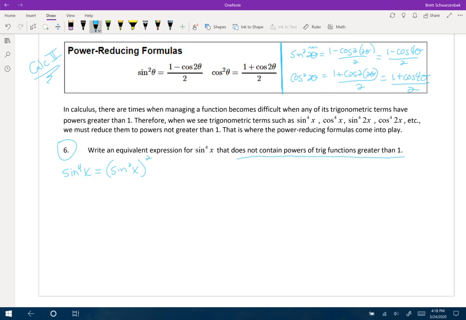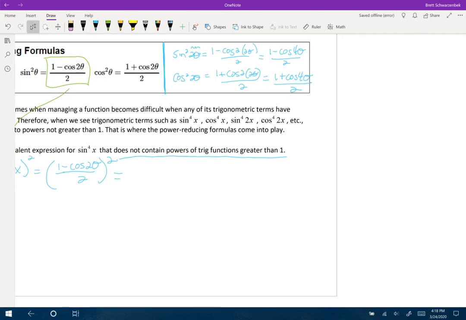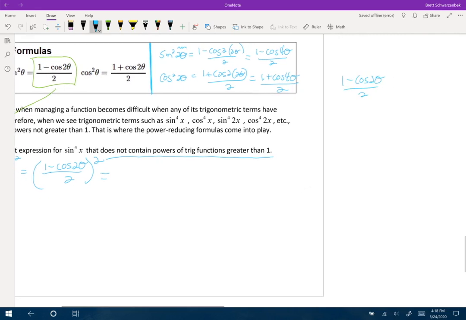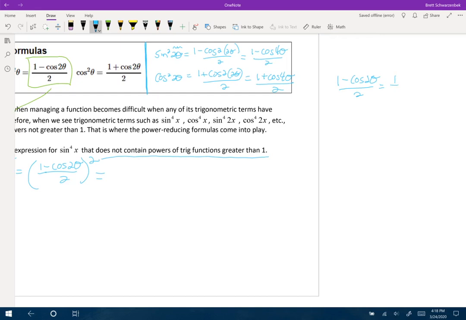So why is that important? Because if you look up here, sine squared theta, or x, is the same as this quantity, which means we should put it right in there. So we're going to get (1 minus cosine 2 theta over 2) squared. In order to make this run more smoothly, we want to separate this quantity into 2 quantities. So we want 1 minus cosine 2 theta to be 2 elements. Well, how do we do that? We just put both quantities over 2.